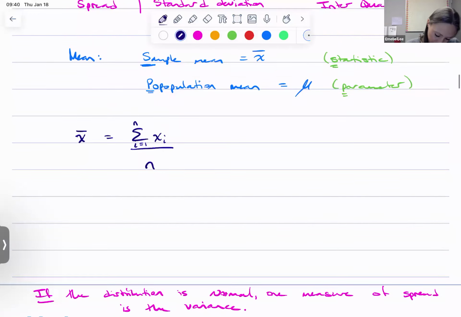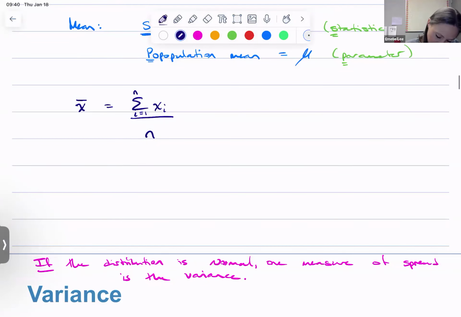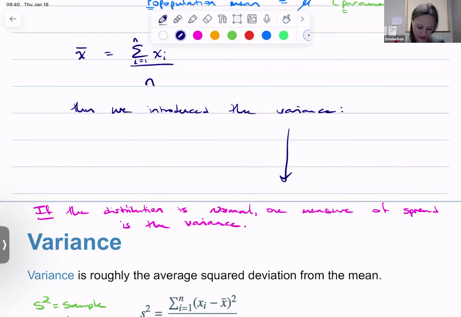And then we introduced, and maybe I'll pick up here, then we introduced the variance, which is on the next slide here. Okay, so this is from last day. Let me get my pointer here.